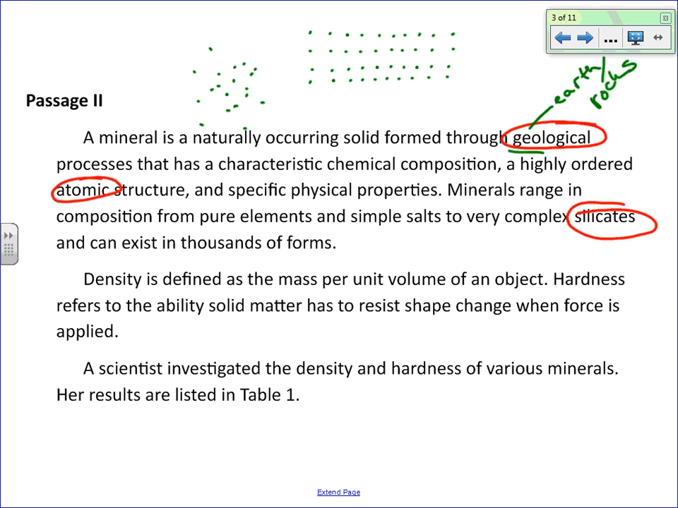And then the last word is silicates. All right, silicates is any compound containing carbon and oxygen. Now you wouldn't be able to tell that from this, but it's actually not super important for the rest of the passage, so it shouldn't trip you up too much.